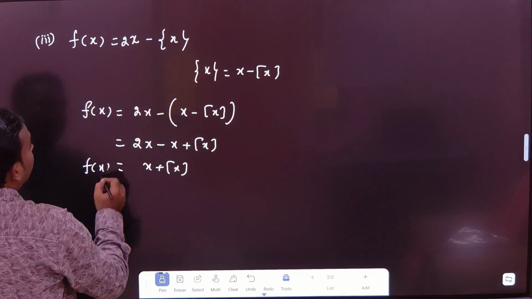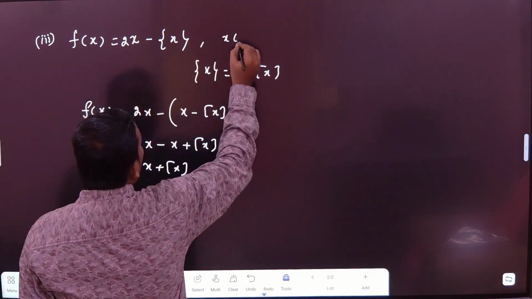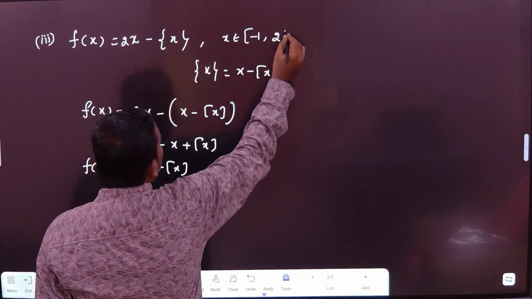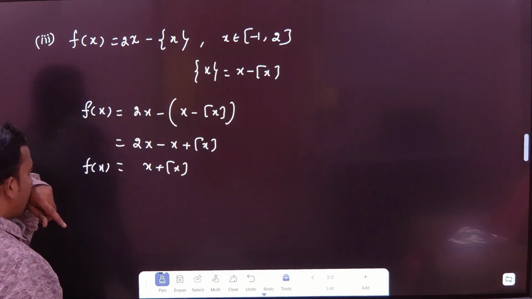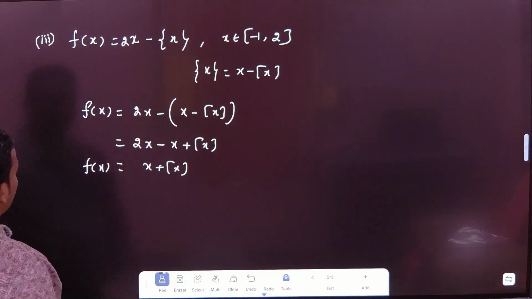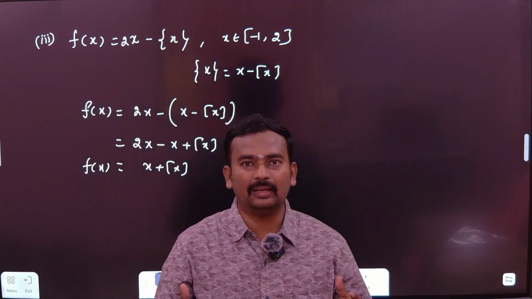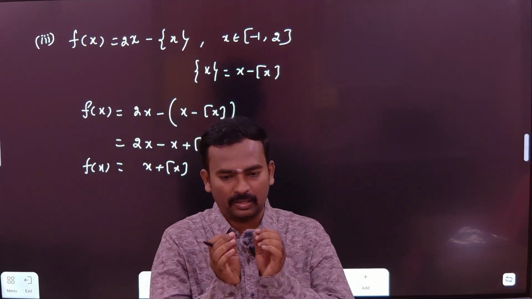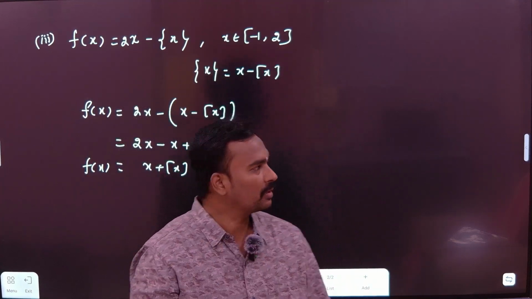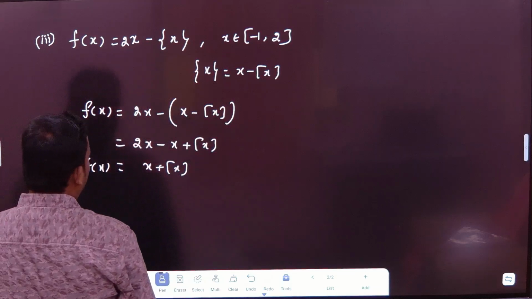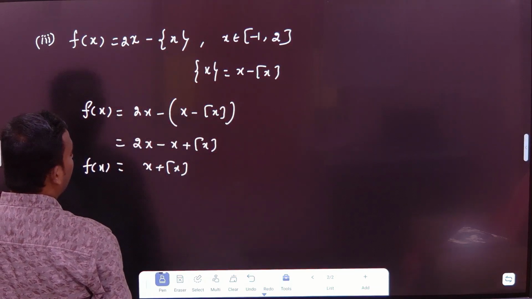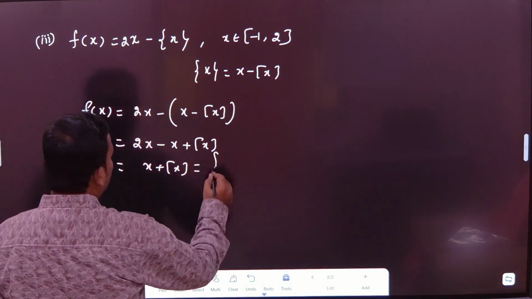So you have to define it for x belonging to minus 1 to 2. In this interval only you have to check it, right? Okay, fine. So you already know that the greatest integer function is breaking at all the integer values. Particularly we have to check minus 1 to 2, right? So now you can break this interval.